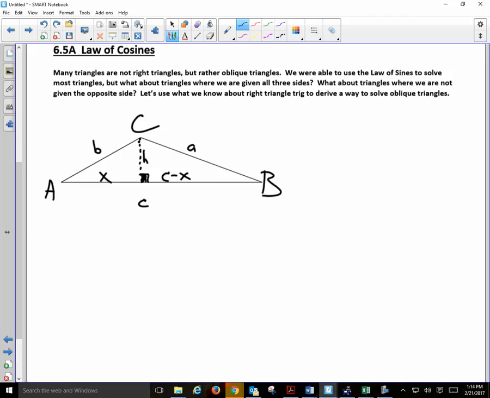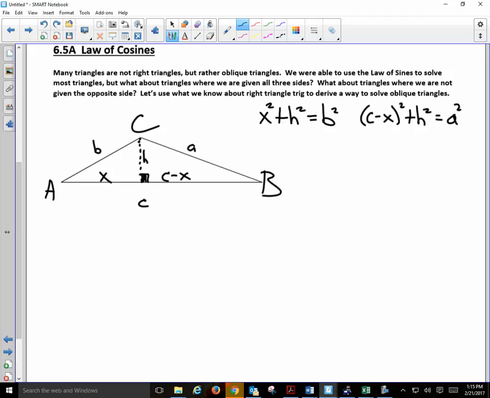Well, I'm going to write a formula. X squared plus H squared is equal to B squared. And my second formula, C minus X quantity squared plus H squared is equal to A squared. Where did those formulas come from? Pythagoras. Yes, thank you, Mr. Pythagoras. So we get those couple formulas, and what do you notice that they share in common?